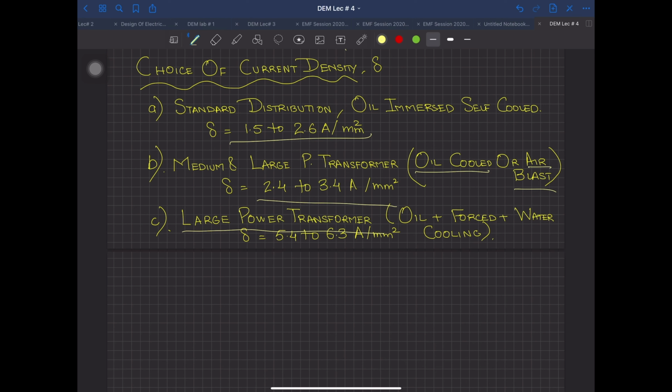Then the last case is for big transformers where there is oil also, it is forced by a pump also, and there is some water cooling on the radiator also, or maybe some air blast. This is the highest, 5.4 to 6.3 amperes per mm square. Now you will be amazed, remember these values. When we design an induction machine, you will find out that for an induction machine, we keep this even up to 8 amperes per mm square if they are not even naturally cooled.